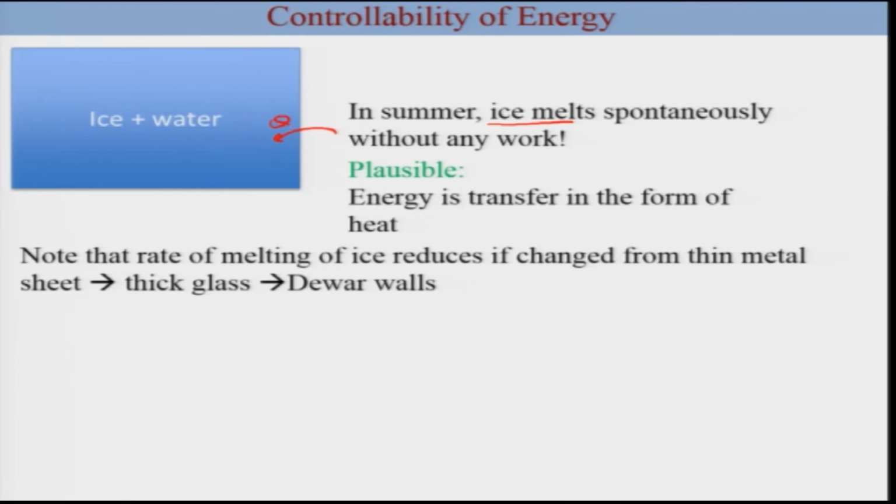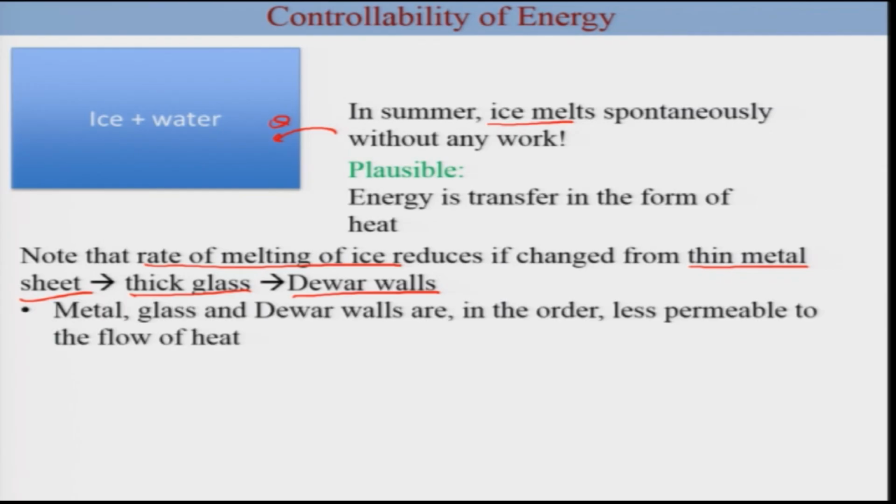Now, you can also consider whether you can control this heat transfer by changing the wall of the container. The rate of melting of ice can be reduced if you change the wall. If you consider a very thin metal sheet, it will allow heat transfer, so it will be diathermal. However, if you replace the metal sheet by a thick glass, it will reduce the rate of transfer from the surroundings to the system, and if you replace that by a Dewar wall, it will become more and more insulated. So, you can control the rate of melting of ice.